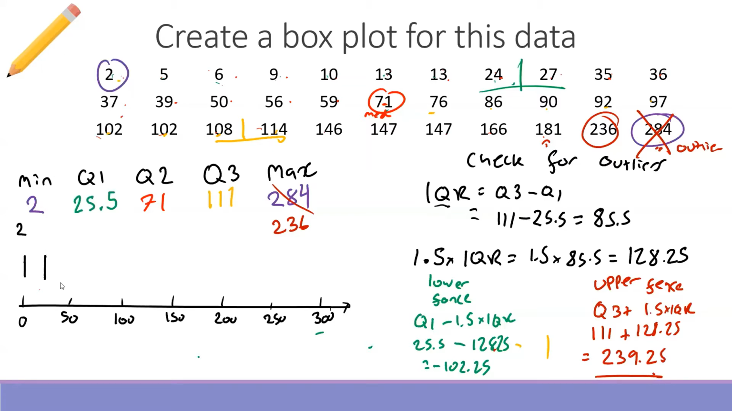Okay, cool. The next one is 71. That's our median. So 71 is close to the middle between 50 and 100. So I'm going to do about there. The Q3 is 111. That's a lot closer to 100. It is about a fifth of the way between 100 and 150. So I'm going to do it about there. And our maximum is 236. It's going to be a little bit closer to 250 than 200, but yeah, it's about here.